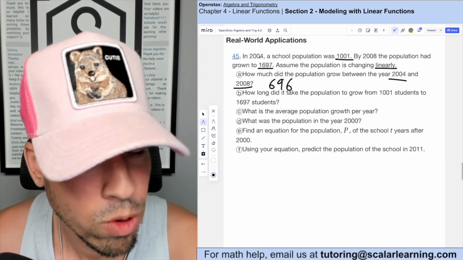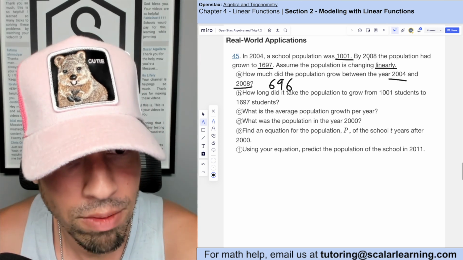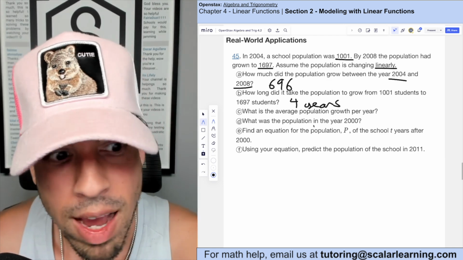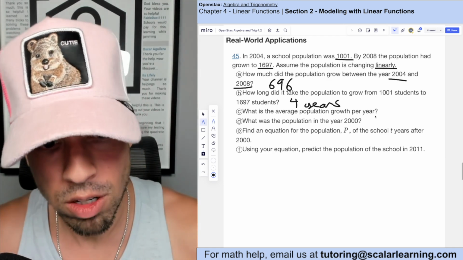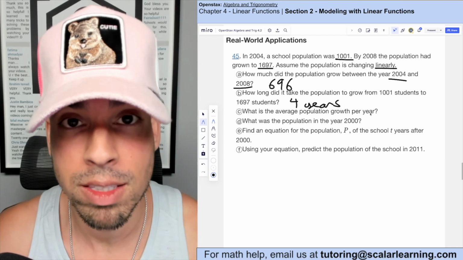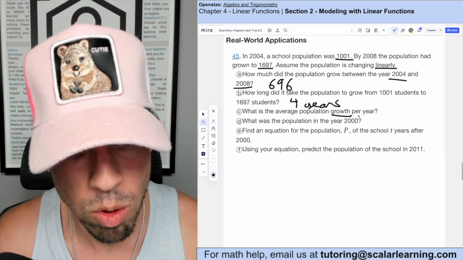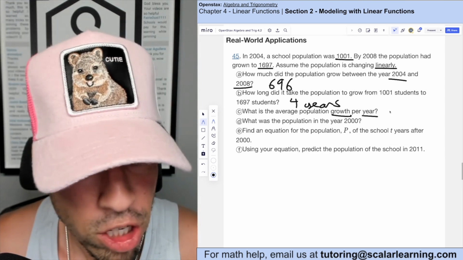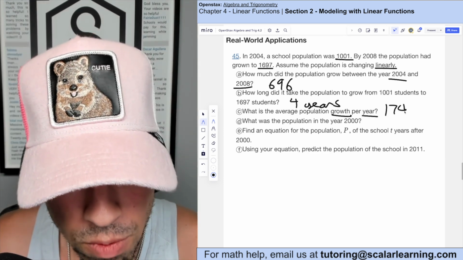How long did it take the population to grow from 1001 to 1697? Well, that first value was in 2004. The second value was 2008. Therefore, that is 4 years. What is the average population growth per year? I love that word per because it automatically tells you need to be dividing. It's the amount of growth divided by the amount of years. So it's 696 divided by 4, which comes out to 174 for part C.